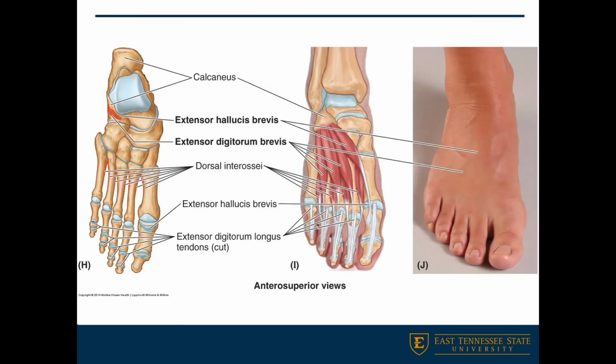Alright, since we've already discussed the anterior leg muscles, and there were longus muscles there, whenever we have a longus, we know we must have a brevis, and they're found in the dorsum of the foot. These two muscles are the extensor digitorum brevis and the extensor hallucis brevis. They function to extend the toes.